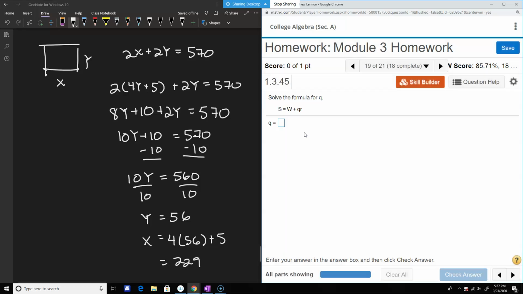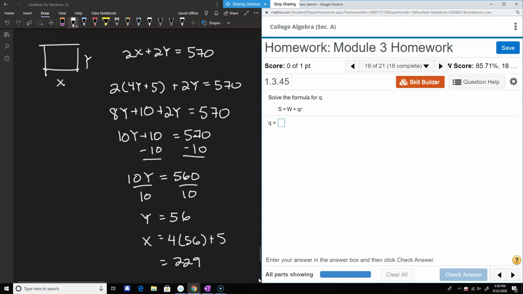Okay, formulas are pretty easy. We just follow the same types of steps, but we won't be able to combine things. So this one's saying solve for Q. So you first move anything that's added or subtracted to it to the other side, and then you divide by whatever it's being multiplied by.